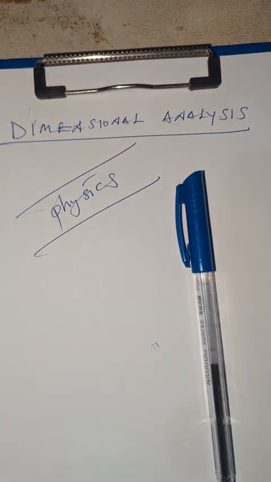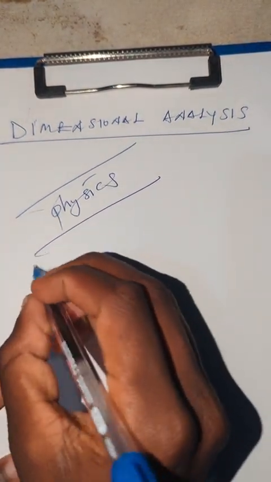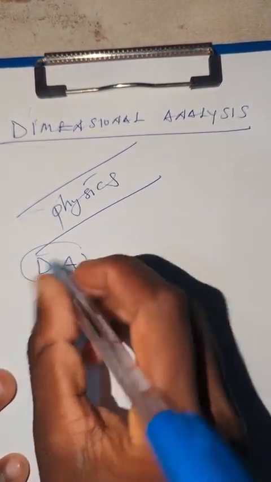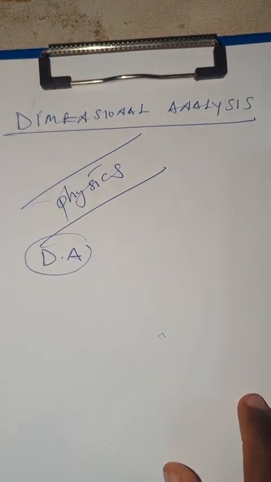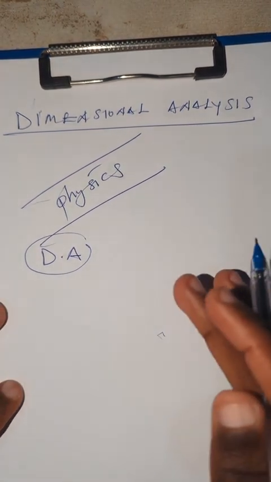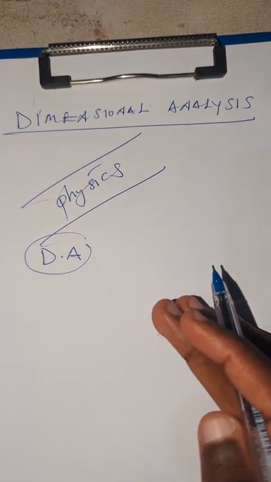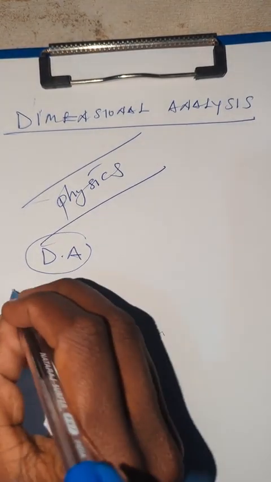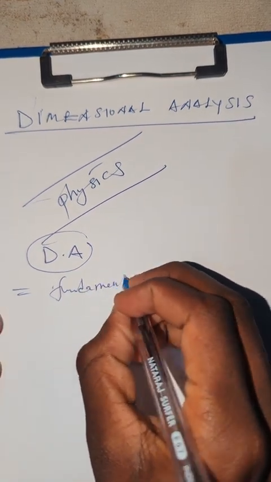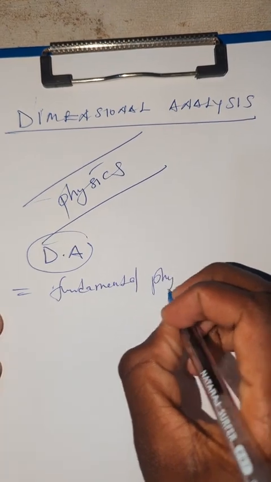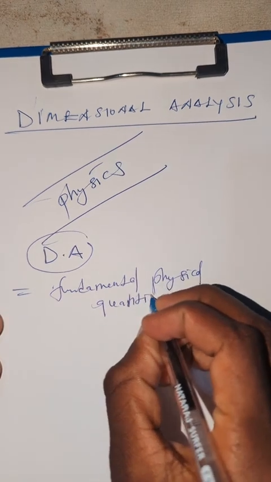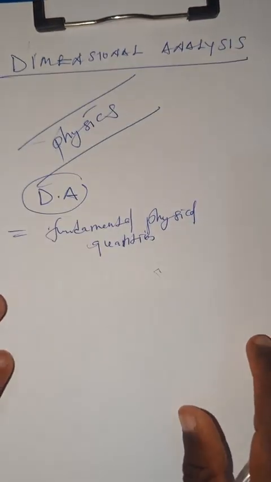In today's class, we are looking at dimensional analysis, in natural science. What do you understand by dimensional analysis? I'll be abbreviating it as DA. So DA means dimensional analysis. Dimensional analysis is just the analysis of relationships between fundamental physical quantities. What are these quantities exactly?